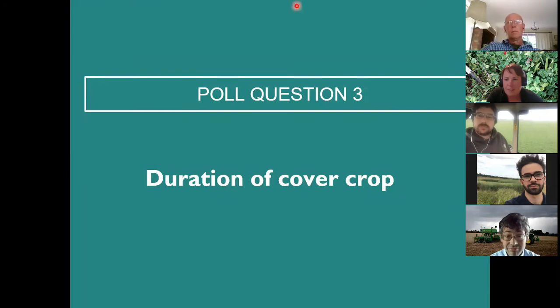Just a couple of things that we've covered there are around the duration of the cover, and the method of destruction. So this one's just on, if you're currently using cover crops, how long do you leave them down for?